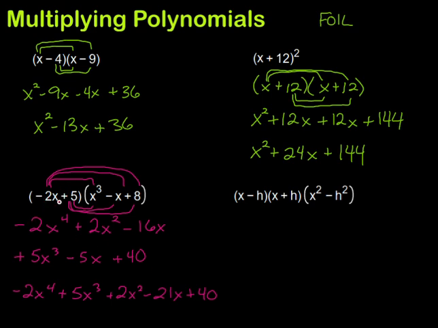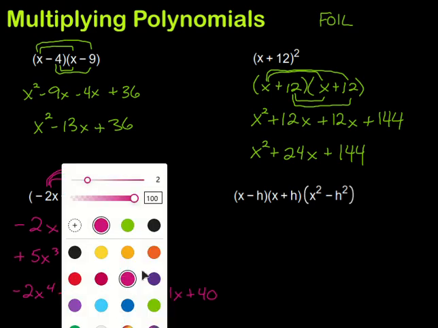Now, this was a binomial times a trinomial. We could also do a trinomial times a trinomial, or even larger polynomials. And I bet you can maybe see that we end up with some very large polynomials right here when we do problems like that. So just something to be aware of. Let me change colors one more time here, and we will tackle this last one.